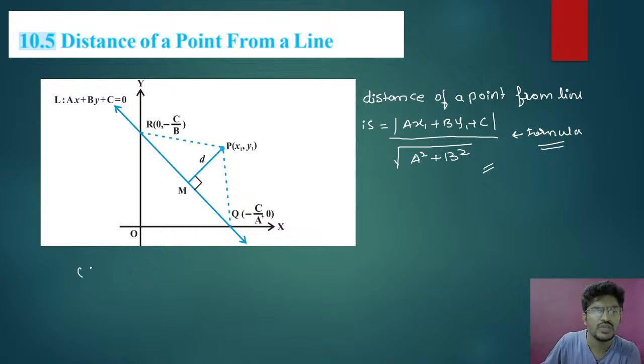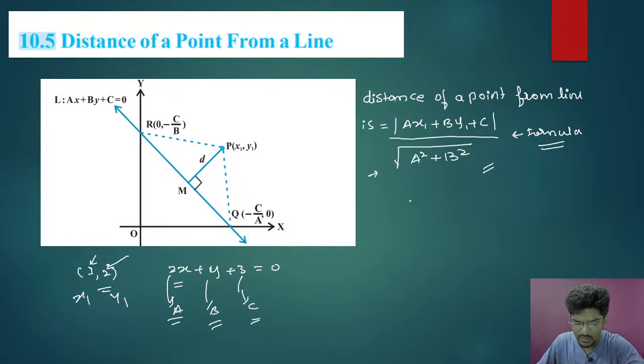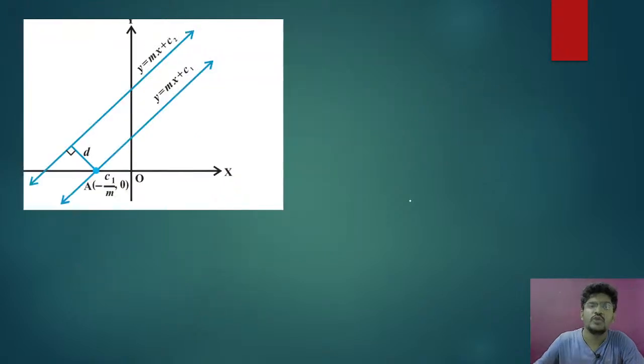In the problem, they will give one point, 1 comma 2, and the equation 2x plus y plus 3 equal to 0, and they ask you to find the distance of this point from this line. Here you can see this is your x1, this is your y1, the x coefficient is a, the y coefficient is b and the c value is 3. Using this you can simplify the distance of the point from the line. Clear?